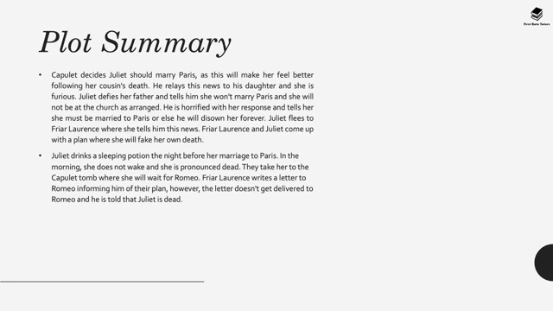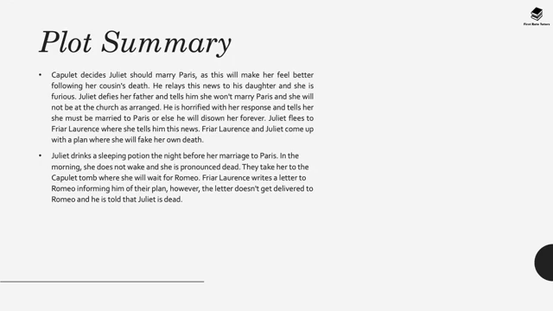Capulet then decides that Juliet should marry Paris, as this will make her feel better following her cousin's death. He relays this news to his daughter, and she's furious. She defies her father and swears she won't marry Paris, and she will not be at the church as arranged for her marriage. Lord Capulet is horrified with her response and tells her she must be married to Paris or he will disown her.